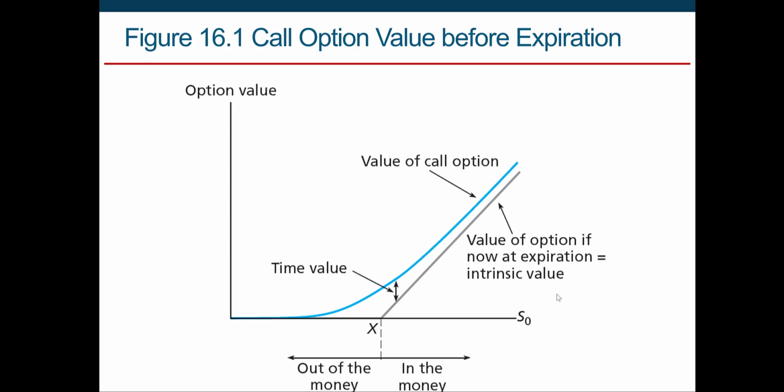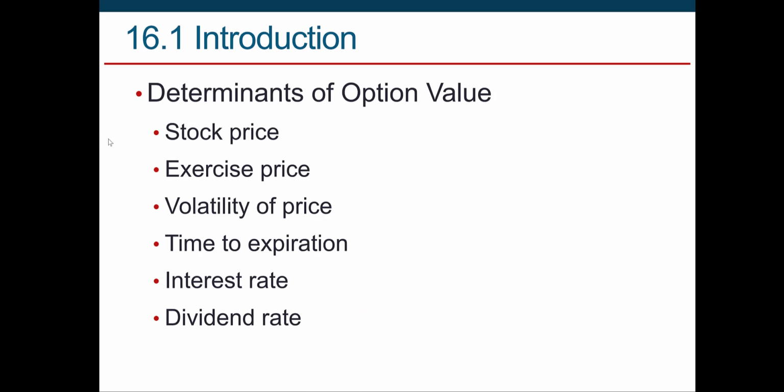Okay, so I want to talk about these 6 factors that determine the option value: stock price, exercise price, volatility, time to expiration, interest rate, and dividend payout. Together, they determine the price of the option, and these are the 6 factors that actually go into the famous Black-Scholes option pricing formula. So I'm going to talk about each one of these individually, talking about the intuition as to how each one influences the price of the option.